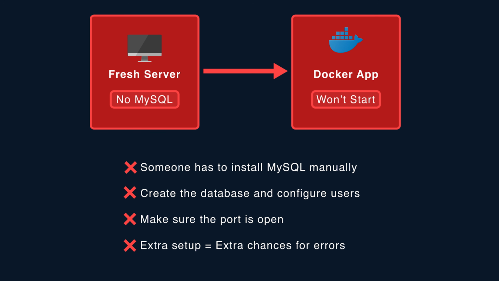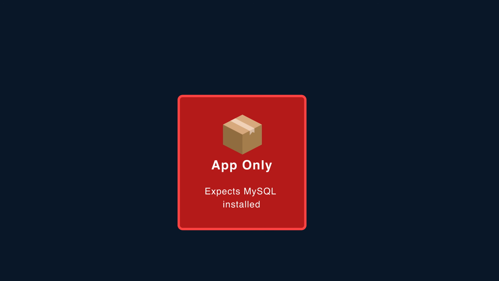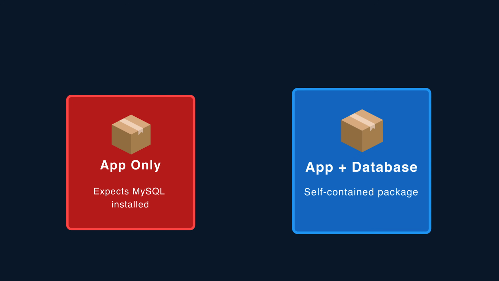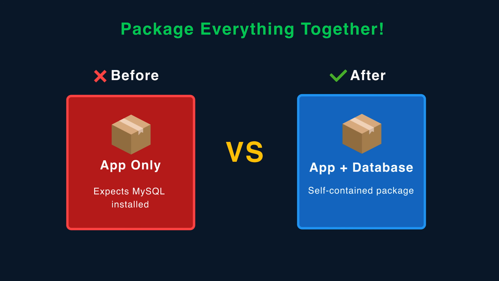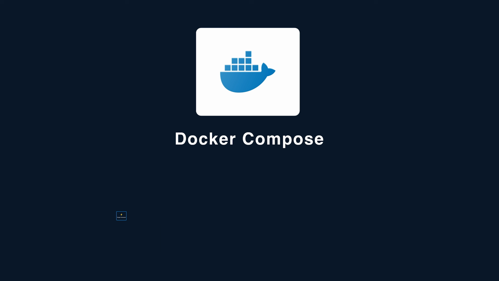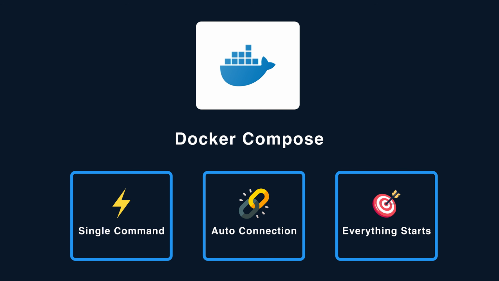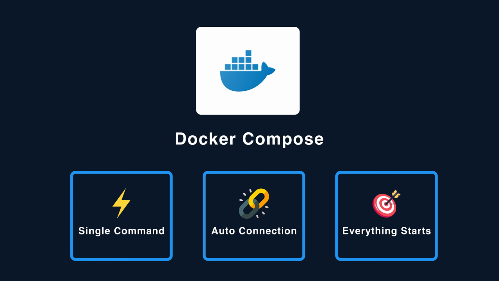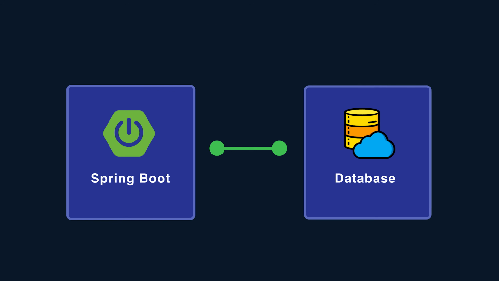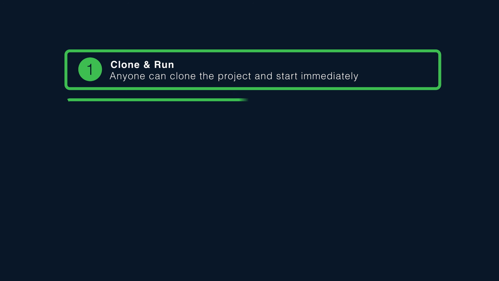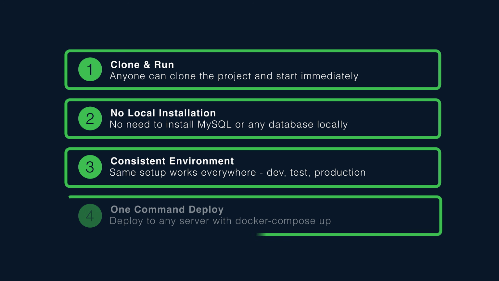To make life easier, we should not expect the environment to have MySQL pre-installed. Instead, we can package the database along with the application, and that's where Docker Compose comes in. With Docker Compose, we can run the Spring Boot app and MySQL together as a single setup. One command, everything starts. The app and the database talk to each other automatically. In the next video, we'll use Docker Compose to run both the application and MySQL together, so anyone can clone the project and start it without installing anything locally.